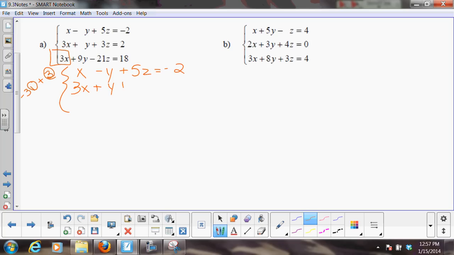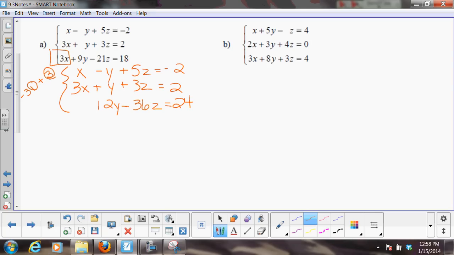Copy down the first 2 rows because we're not actually changing them. We're only changing the last one. Negative 3x and 3x go away. Then we get 3y and 9y, which is 12y. And we get negative 15z and negative 21z, which is negative 36z. That's a big number. Then we get 6 and 18, which is 24. It's okay if they're big.